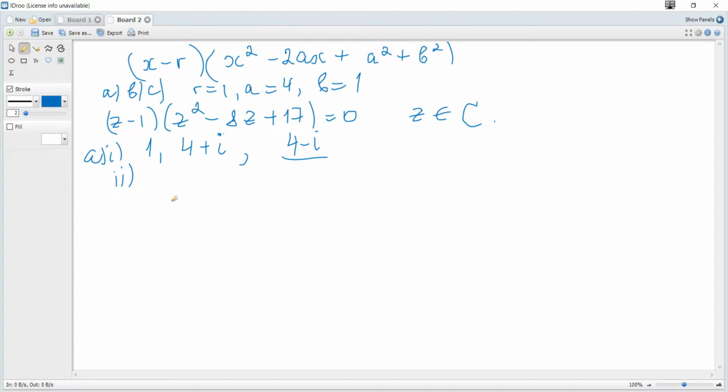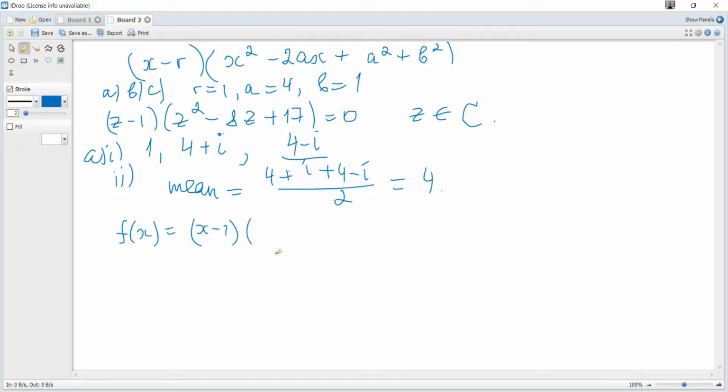The next, 1 mark. Verify that the mean of the two complex roots is 4. To find the mean, we just add two numbers. Only the complex roots are needed, so (4 + i + 4 − i)/2 = 8/2 = 4, as required. The next, consider the function f(x) = (x − 1)(x² − 8x + 17), x real.